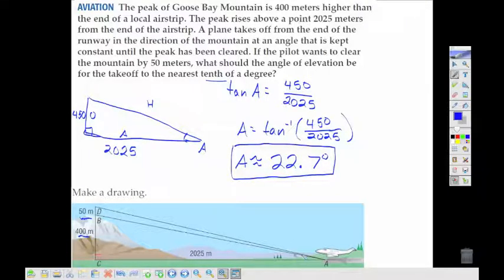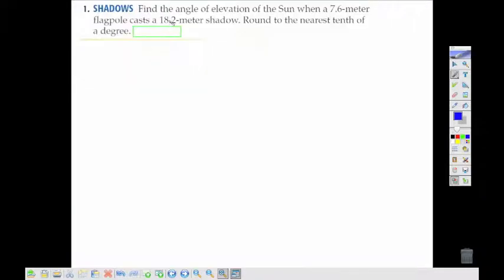The main thing we want to pay attention to here then is the angle of elevation was going from the ground and looking up. In this problem, we're looking at a flagpole casting a shadow. Now this will be a kind of common problem where we have some object, they're talking about a shadow, so that would be coming out this way, and we need to remember that that means we have a right angle here. So here's our flagpole of a height of 7.6 meters.